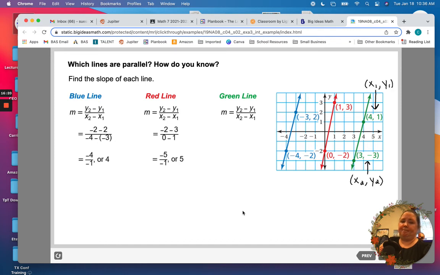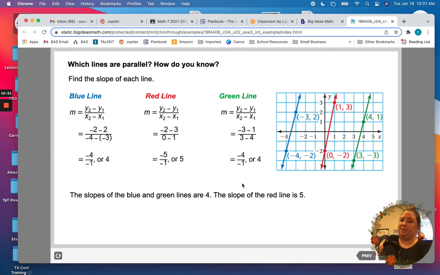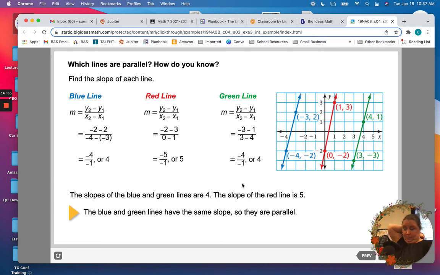All right. So again, set up your equation. We have negative 3 minus 1. What would the bottom be? 3 minus 4. Very good. What is negative 3 minus 1? Negative 4. What is 3 minus 4? Negative 1. Then we have negative divided by negative, which makes this positive 4. So which two lines are parallel? Green and blue. The green line and the blue line are parallel, and that's because the slopes of those are 4. They have the same slope.